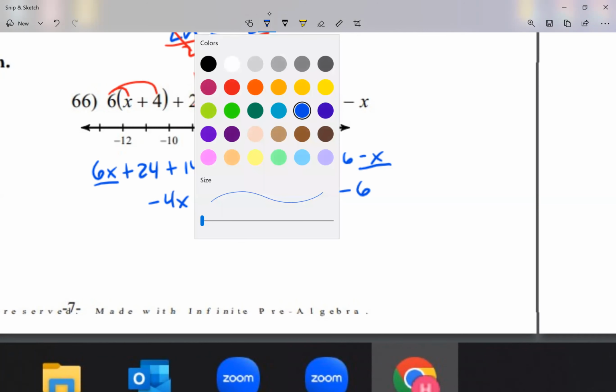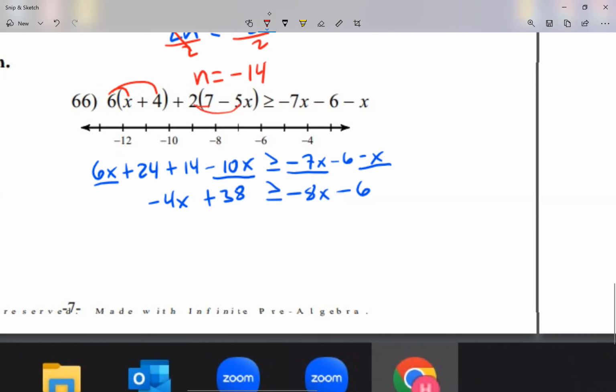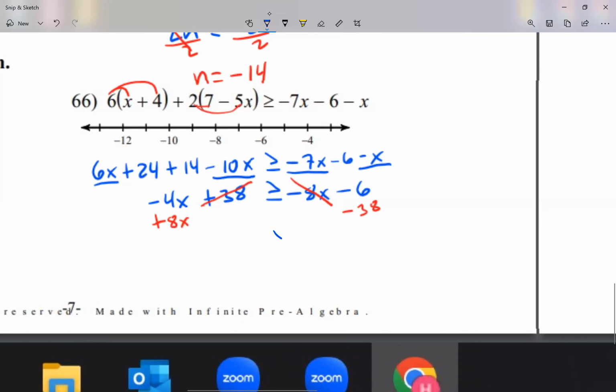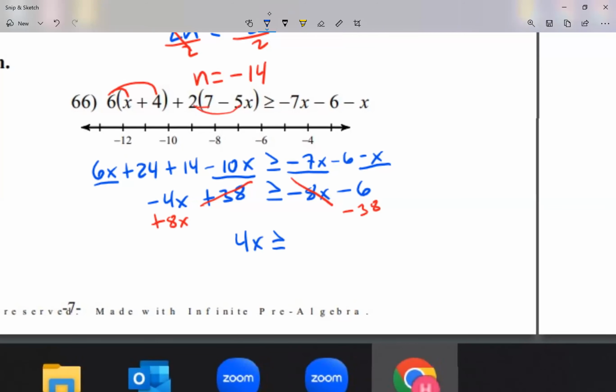Now, let me move the letters to the left side. So this negative 8x, let me move it over as a positive 8x. This positive 38, let me move this over as a negative 38. So there's my inequality sign in the middle. On the left side, negative 4x plus 8x is 4x. On the right side, negative 6 and negative 38 is a negative 44.